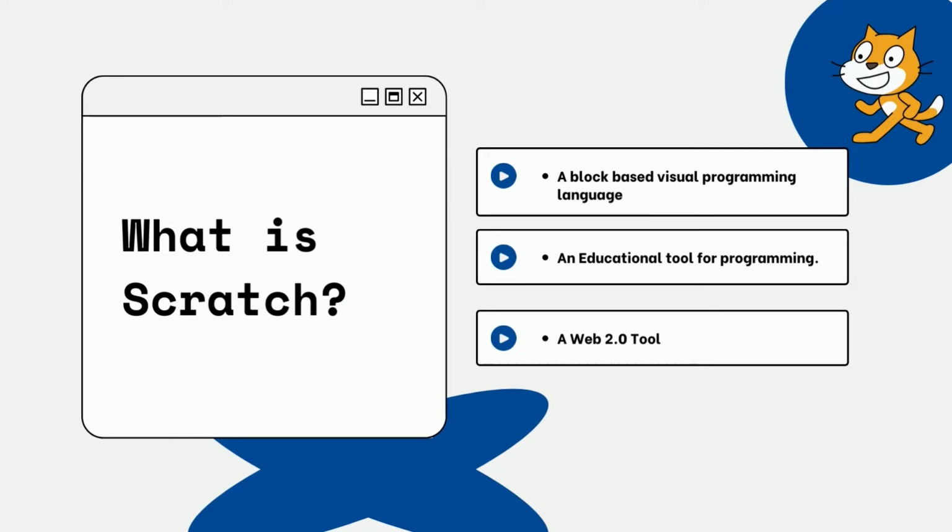So, what is Scratch? Scratch is a program which was created by MIT. It's a block-based visual programming language and website targeted primarily at children aged between 8 and 16 as an educational tool for programming. Users can both download it to use the program without having any internet connection or use the online version of the program. And this aspect makes Scratch a Web 2.0 tool as well.